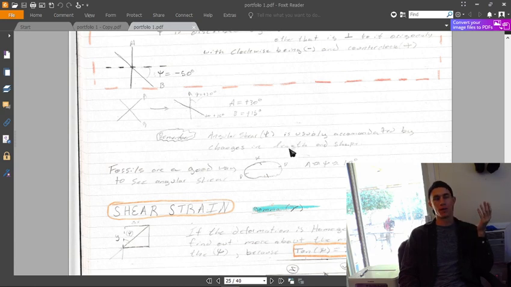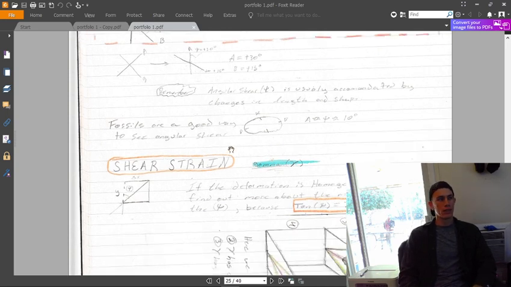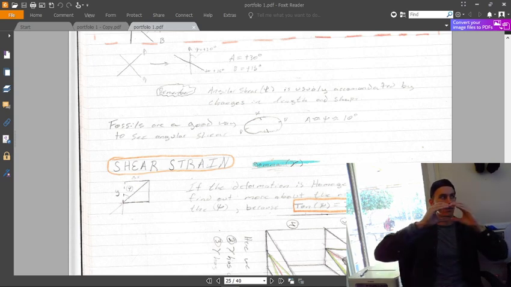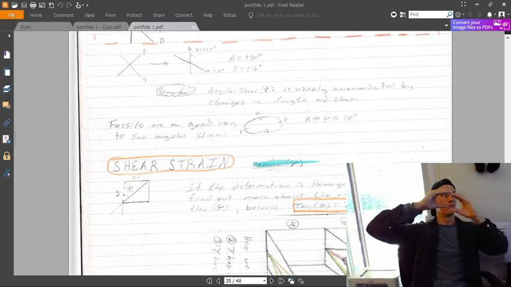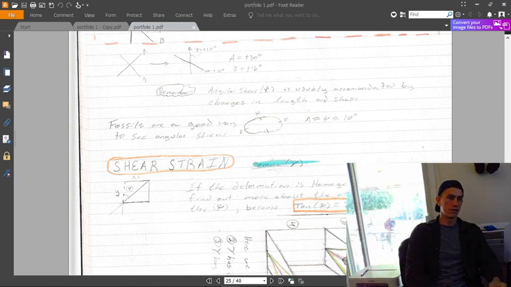Angular shears are usually accompanied by changes in length and shape, because if you change the orientation of a feature, you're usually going to change some of its other characteristics. Fossils are always a good way to measure this, anything where you know the original shape, like fossils or those burrows, is a really good thing to gain information from. If you know a trilobite fossil was this big and shaped like this, then you're able to figure out that if half of the trilobite fossil is now up here, that's where the rocks moved.